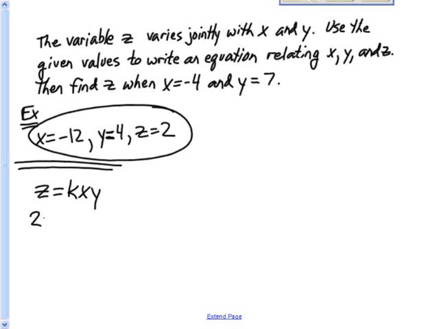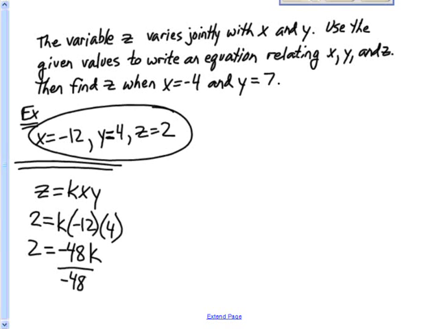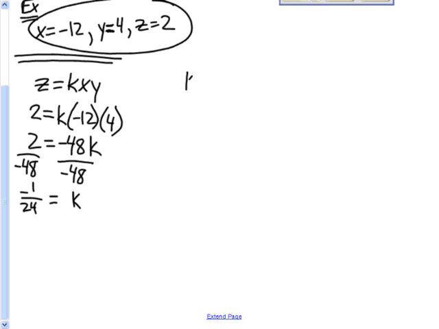Let's plug those in. Z is 2, I don't know K, but I'm going to figure it out. X is negative 12, Y is 4. So we got 2 equals negative 48K. Now I go ahead and solve for K so I can have this joint relationship here. So K equals negative 2 over 48, so negative 1 over 24 if you reduce that. Okay, so now I know what my K is, and that's what I needed to write the actual equation, negative 1 over 24.